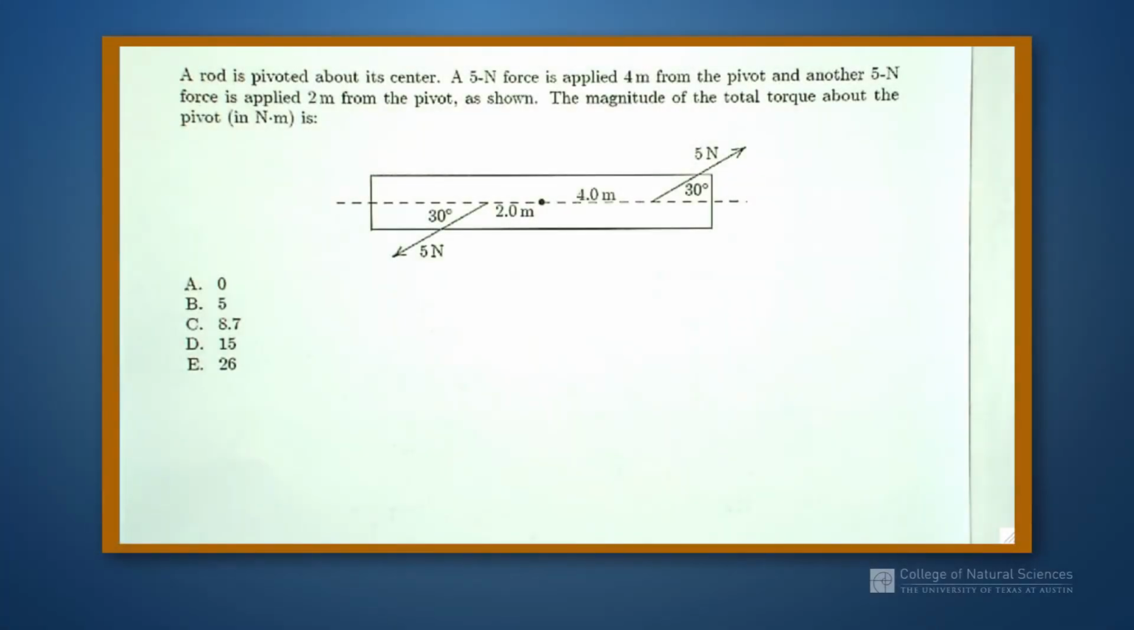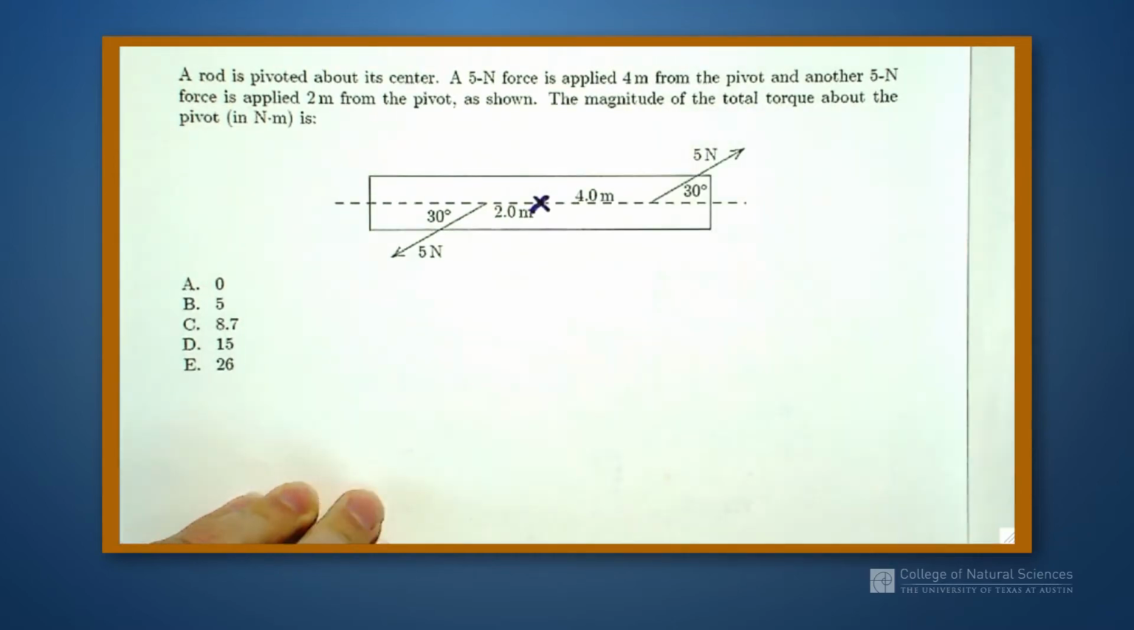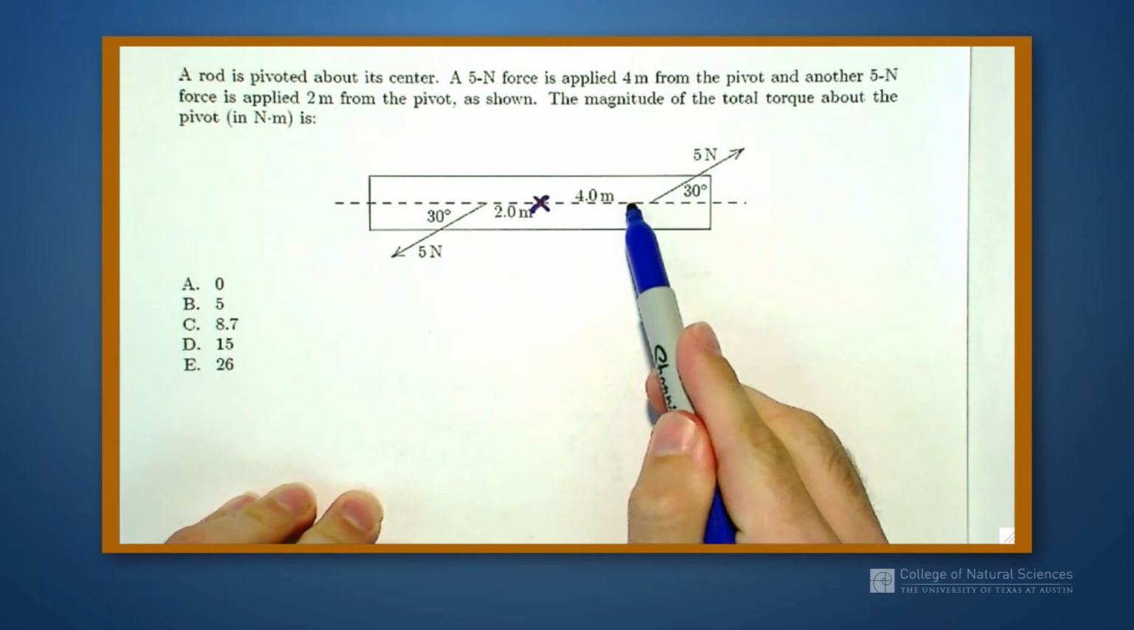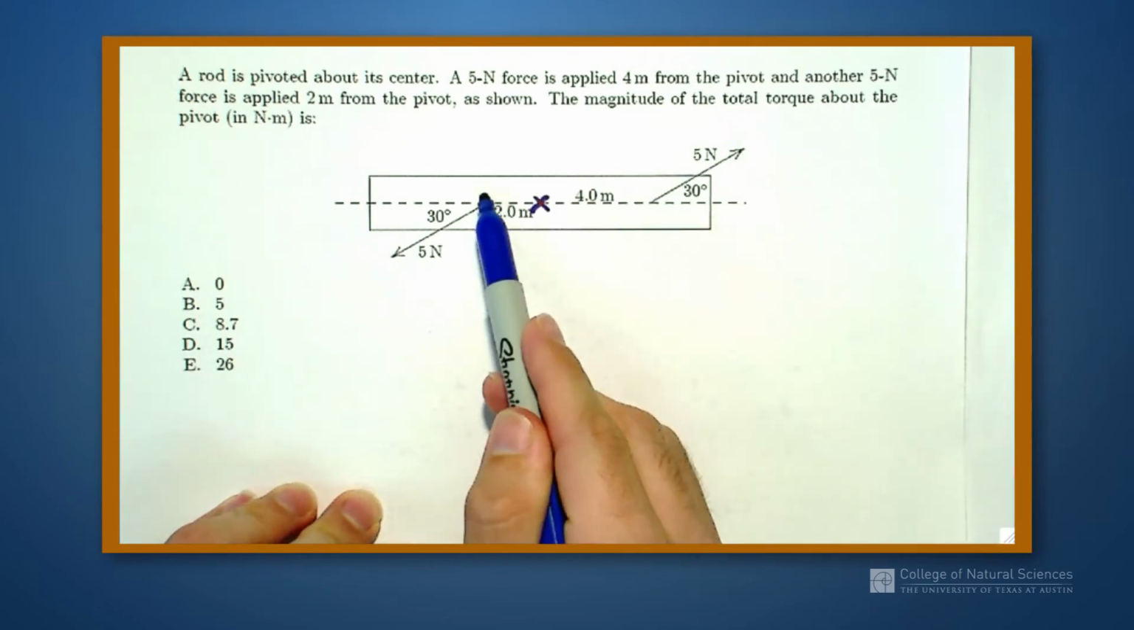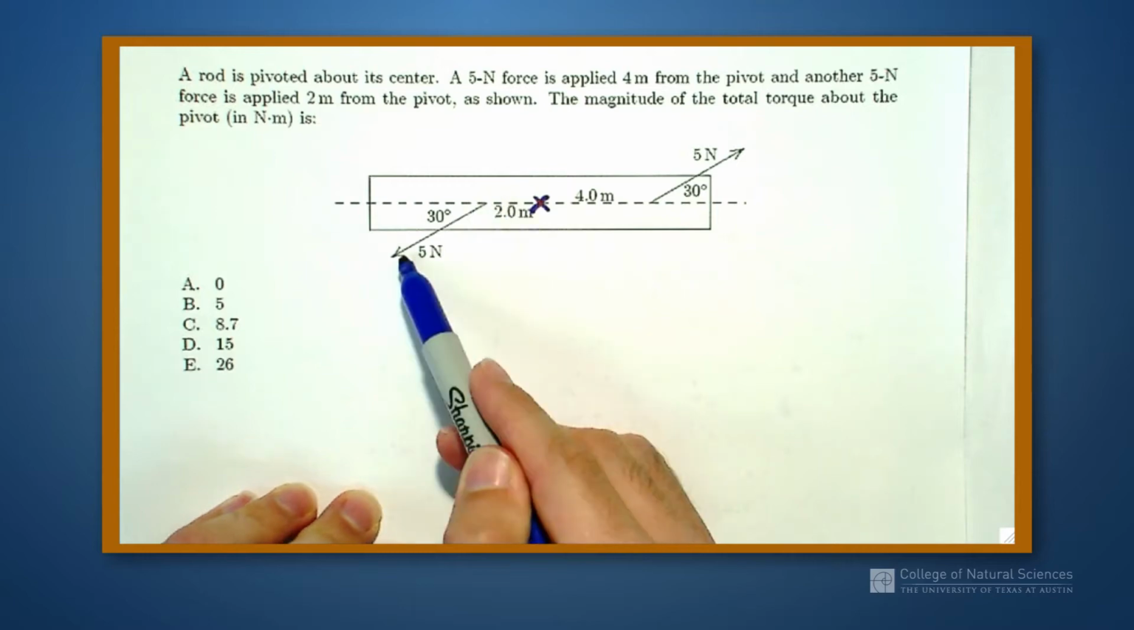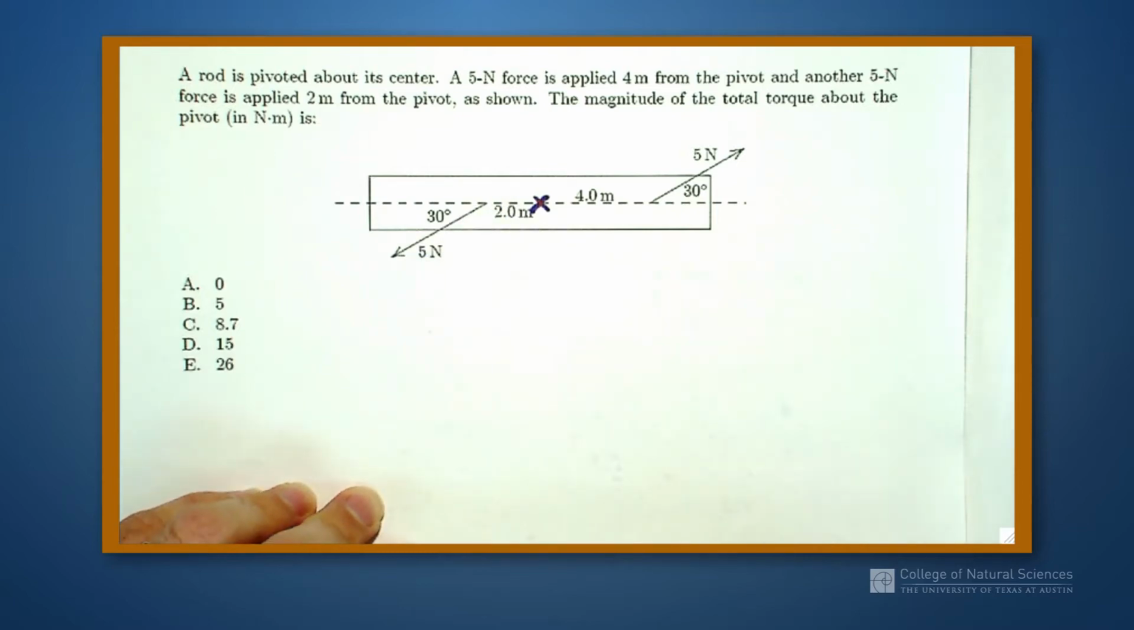All right, let's take a look at this problem. It says that we have a rod that's pivoting about its center, right there. We have a 5 Newton force applied 4 meters away at an angle of 30 degrees, and we have a second force of 5 newtons applied 2 meters away as shown. What's the magnitude of the total torque at the pivot?